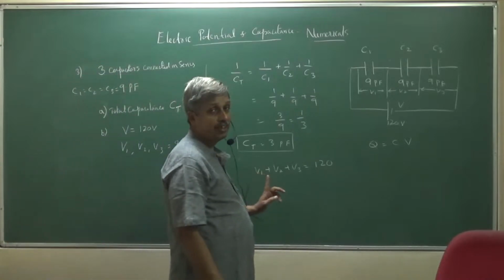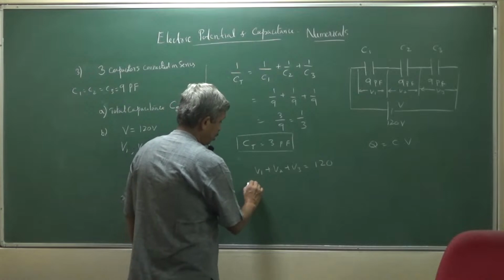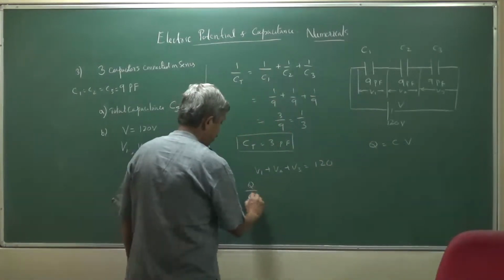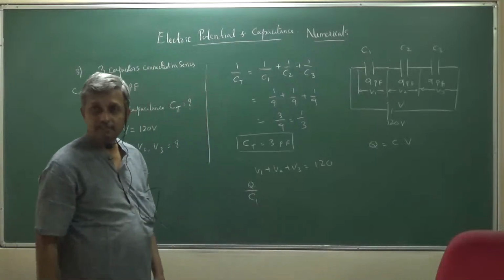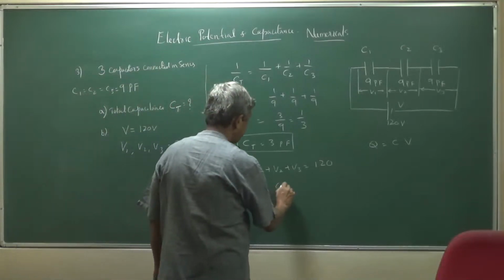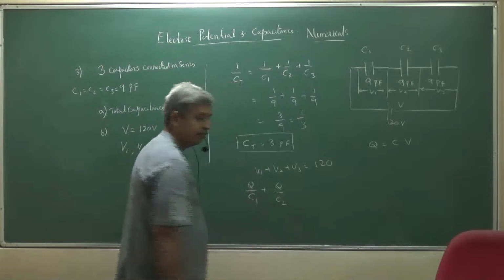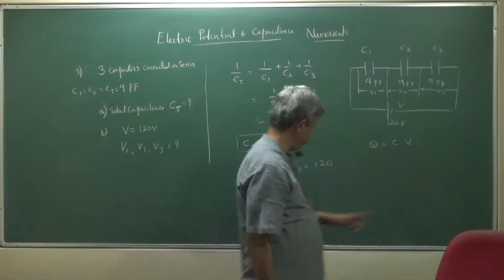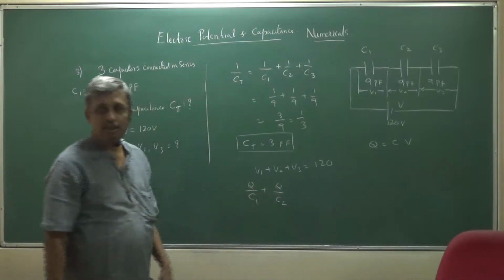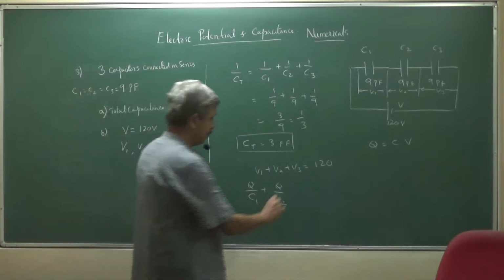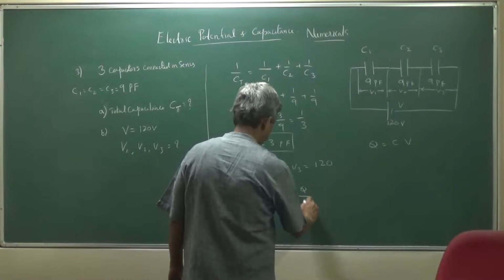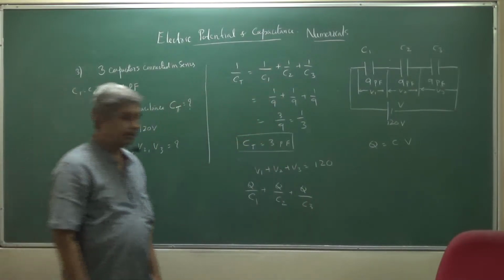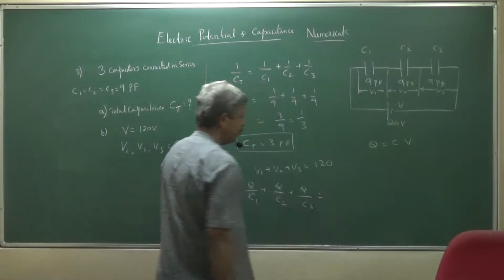Now, what is V1? V1 is equal to Q by C1, correct? What is V2? Q by C2. Because Q is same for all of them. So we could have written Q1 by C1, Q2 by C2. But Q being same everywhere, it is Q by C. So this basically is nothing but 120.